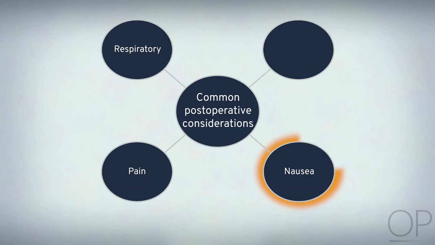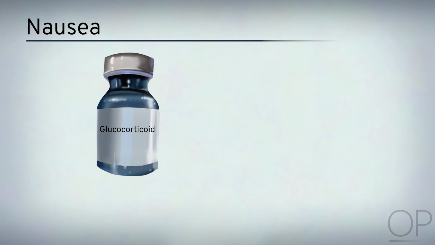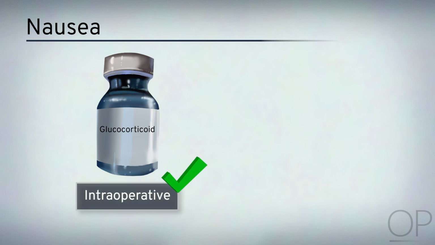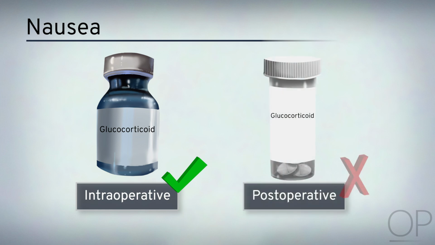Inadequate nausea control can also lead to poor oral intake and dehydration. Administering a single dose of glucocorticoids such as dexamethasone intraoperatively can help reduce postoperative nausea, vomiting, and pain. But postoperative treatment with oral glucocorticoids is not routinely recommended.